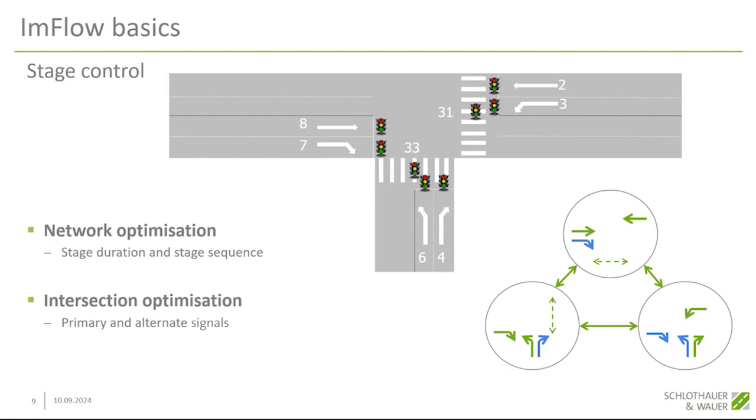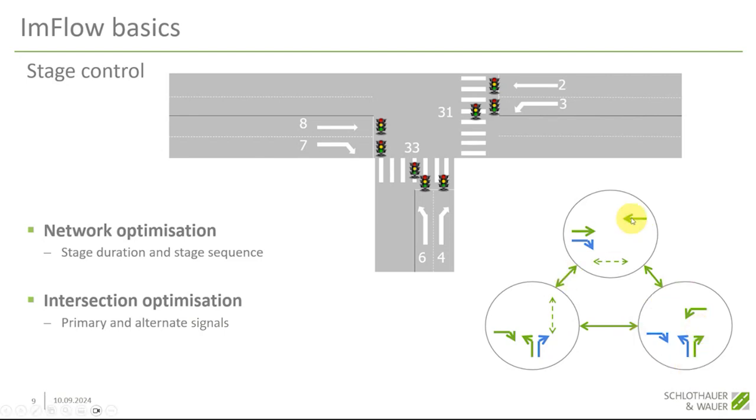And then on the second level, the intersection optimizer is determining what primary and alternate signals should be activated, meaning that the length of the current stage, or the length of the signals in the current stage, is determined by that intersection optimization. So what is the stage then? We're looking at the stage definition down here where we have different colors for different arrows, and this is not just by coincidence. In ImFlow, these colors actually have a meaning.